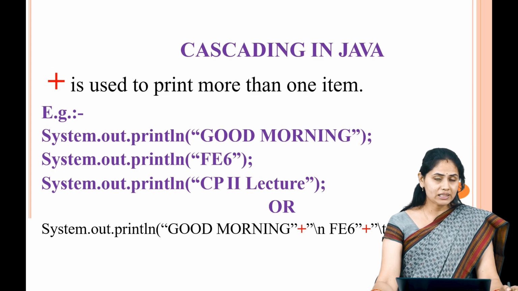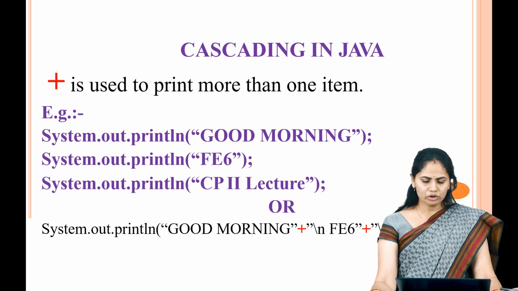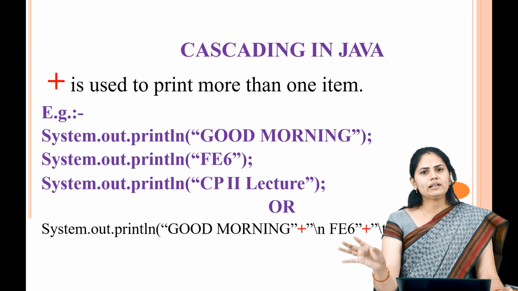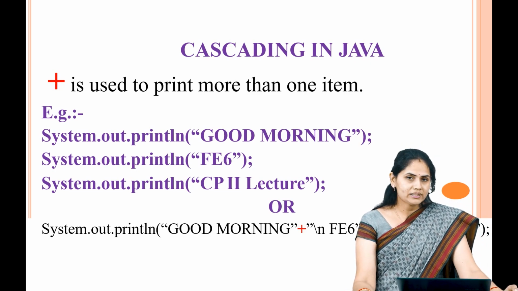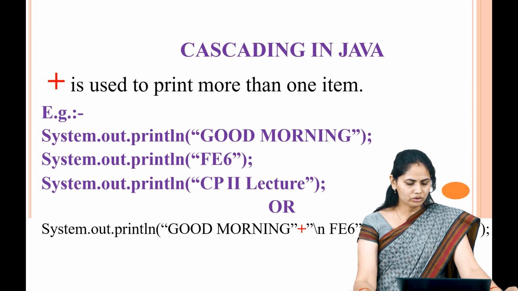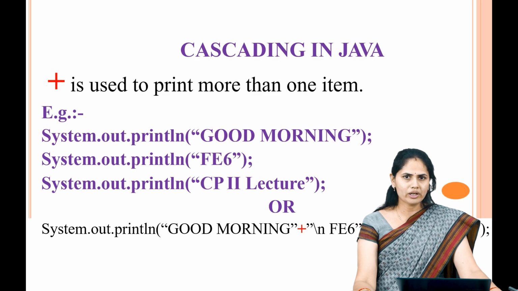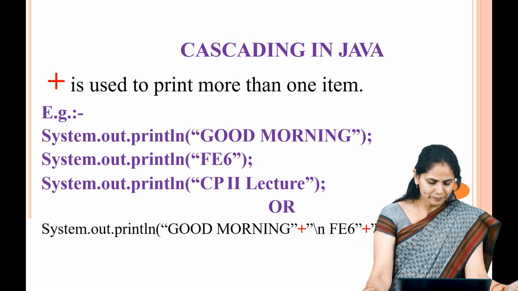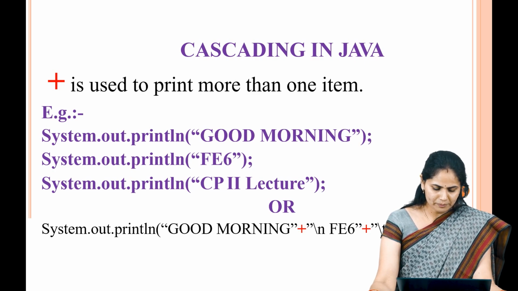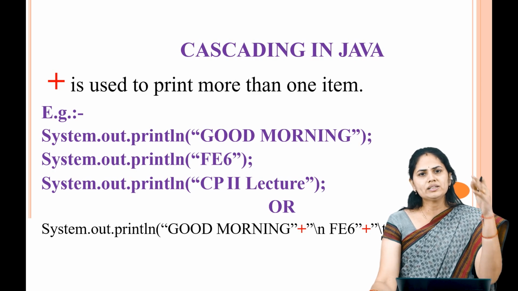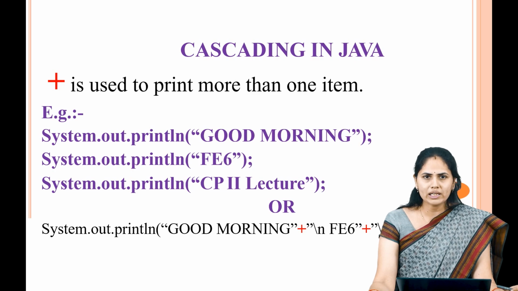The first statement: system.out.println within double quotes good morning. What does it mean? This statement will give you a message of good morning on the screen. Second statement: system.out.println within double quotes FE6. It will also give you, in a new line, FE6. Then the third line also, CP2 lecture. All three statements are doing the same work, printing a string on the screen.